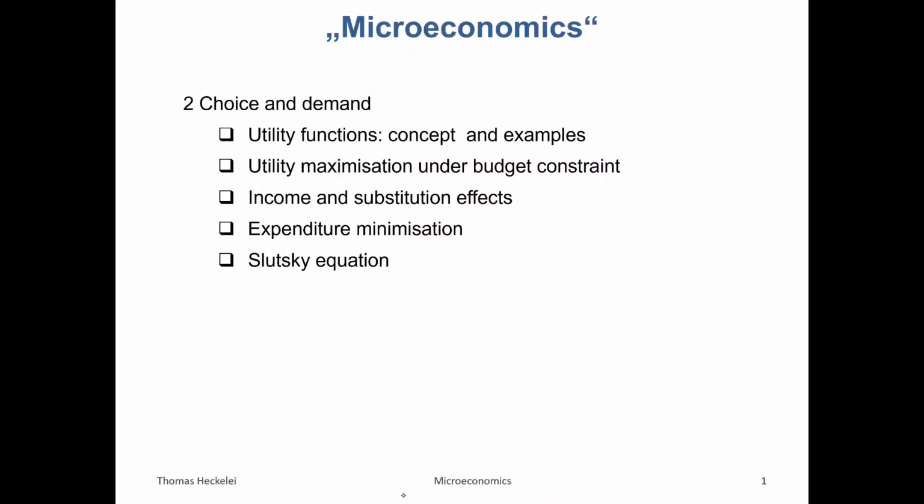Okay, welcome back to microeconomics. Starting from now, we will go to the second topic of the course, choice and demand. Especially for this week, we will look at utility functions, their concept and some examples. Then we see the formalization of utility maximization under budget constraint, which we saw a little bit of last week, but we will go deeper into the details, how to solve them, and their properties. Let's go.